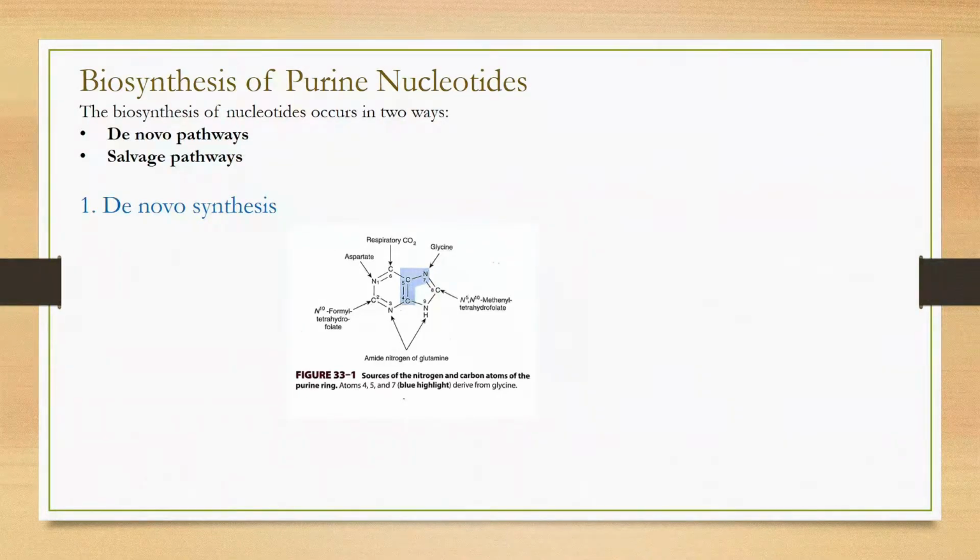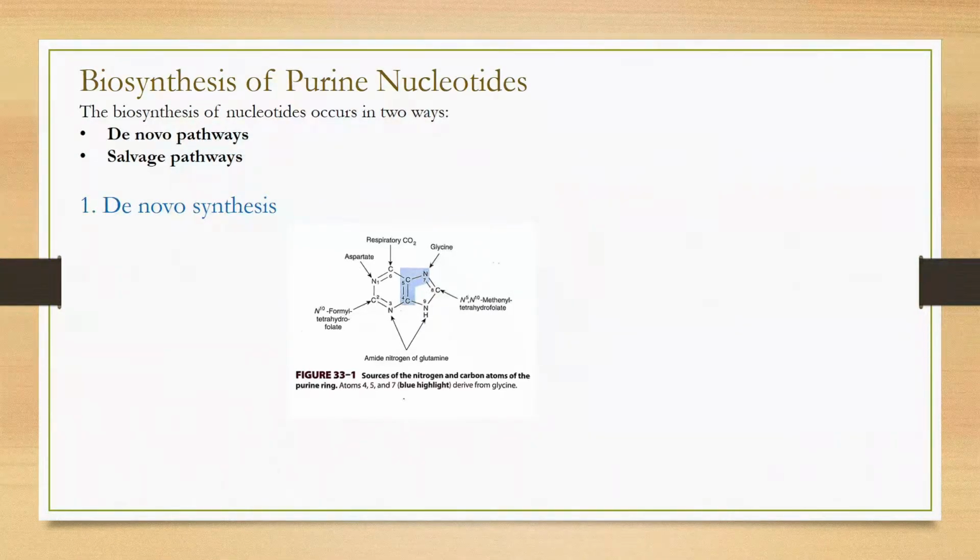Metabolism means there is anabolism and catabolism, so synthesis and degradation. First we will discuss the metabolism of purine nucleotides, first the biosynthesis of purine nucleotides. The biosynthesis of purine nucleotides occurs in two ways. One is de novo synthesis or de novo pathway, another is the salvage pathway.